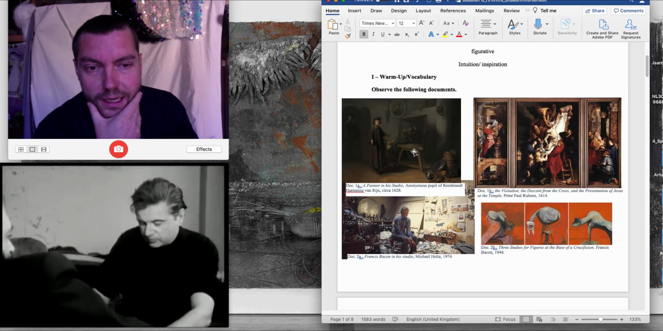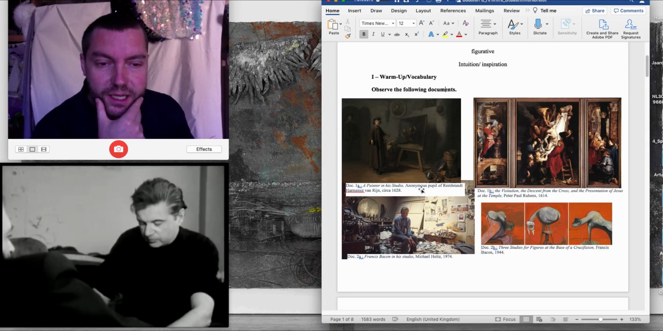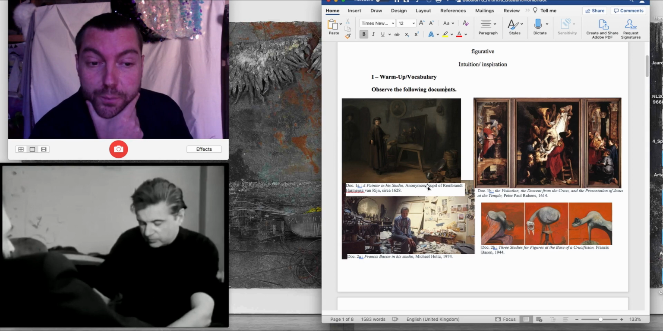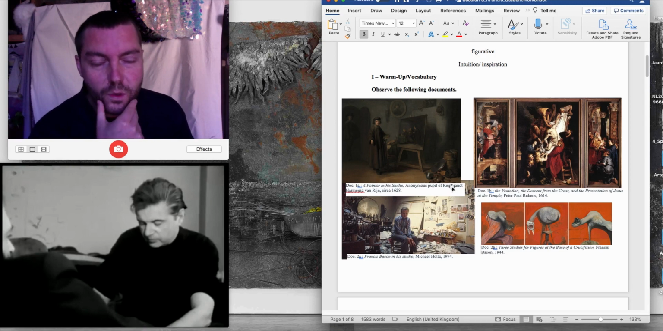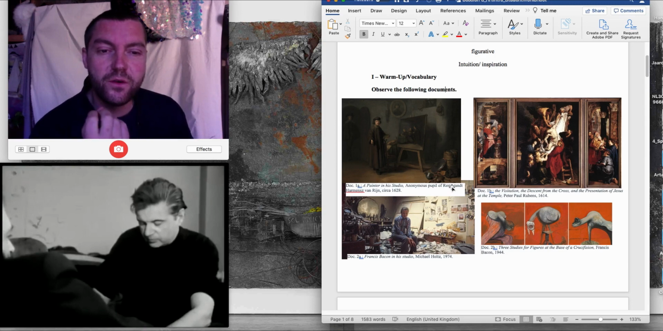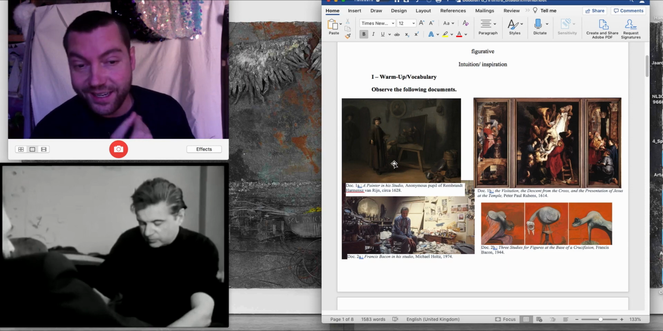And then on the left, again, maybe similarly or different from Francis Bacon, there is a painting by an anonymous pupil of Rembrandt. Rembrandt being, again, a very famous Dutch painter who is very famous for his use of light. And here we can see, again in the 17th century, a painting of a painter in his studio.